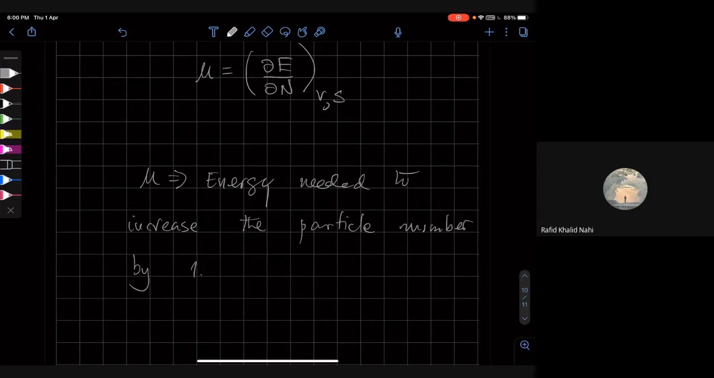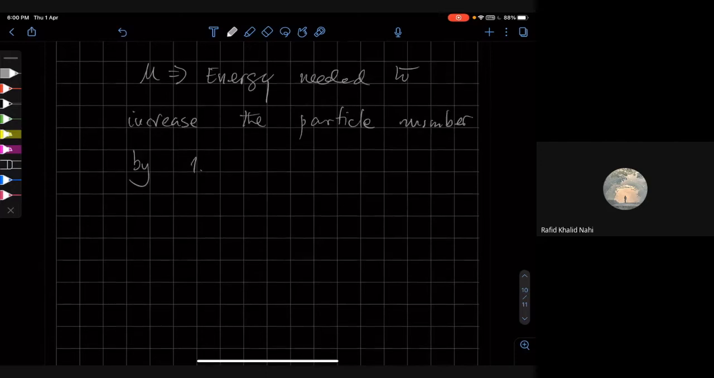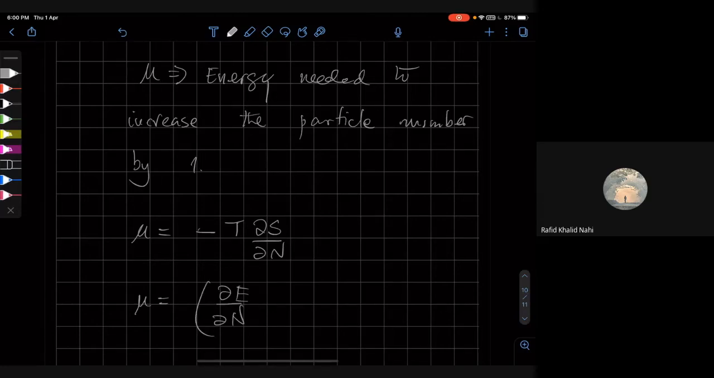Okay, so now we have two expressions for mu. One is the expression that we used to define mu. Another expression is from the first law, and that's del E by del N, keeping V and S constant. And how do we reconcile this? So how are these two related?